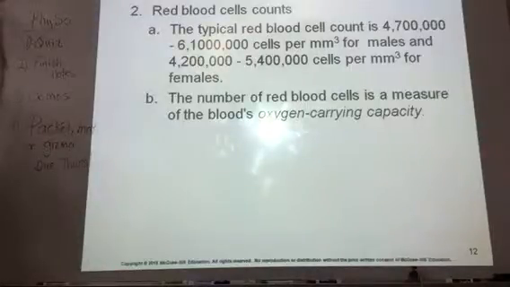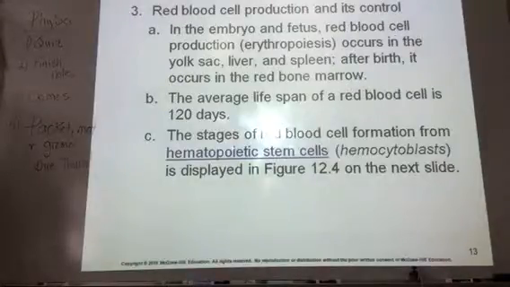Do notice our females are going to be a little bit smaller, 4.2 million to 5.4 million. Men typically have more iron, they have more muscle mass, and they produce more red blood cells than a female does. The number of red blood cells are important because they determine how much oxygen your blood can carry. So if for some reason you are low on red blood cells, your oxygen carrying capacity will also be lower.